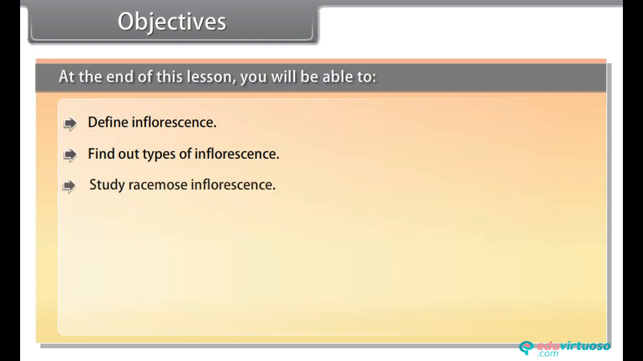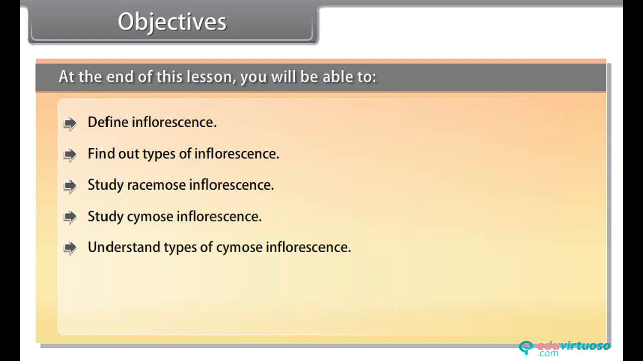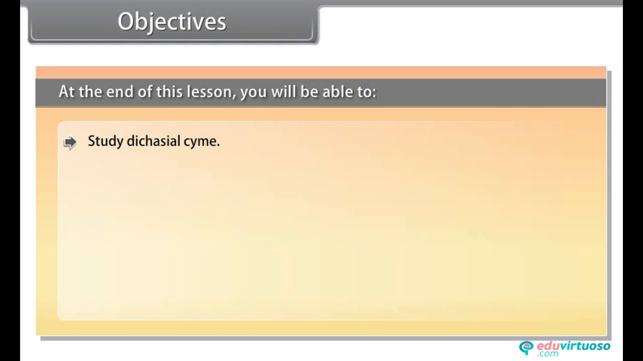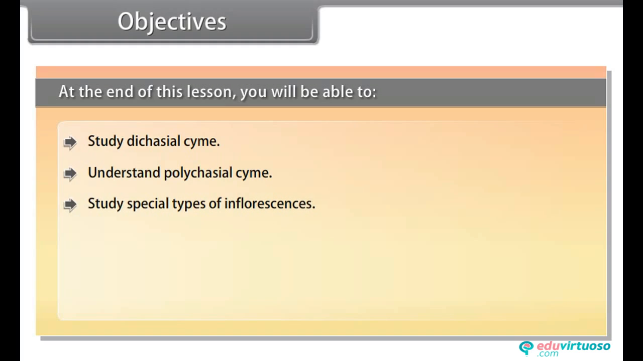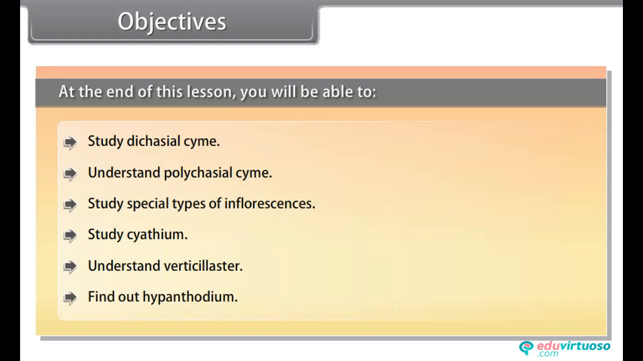At the end of this lesson, you'll be able to define inflorescence, find out types of inflorescence, study Racemose Inflorescence, study Cymose Inflorescence, understand types of Cymose Inflorescence, study solitary cyme, understand Monochasial Cyme, study Dichasial Cyme, understand Polychasial Cyme, study special types of inflorescences, study Cyathium, understand Verticillaster, find out Hypanthodium.